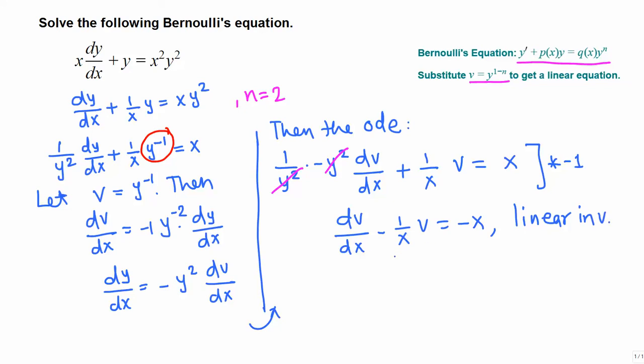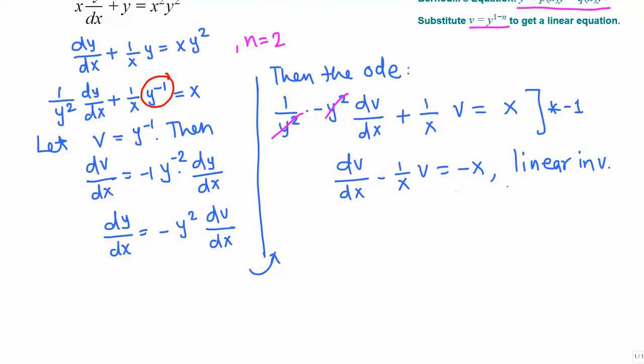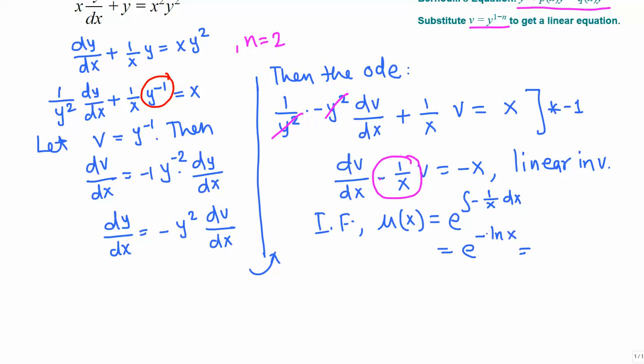Now we know how to solve linear equations. We find an integrating factor and multiply both sides by that. So the integrating factor mu, a function of x, is e raised to the integral of p(x) dx, where negative 1 over x is p. So the integral of negative 1 over x dx gives e raised to negative natural log of x, which is e raised to natural log of x to the negative 1. I am assuming x is positive because I did not put absolute value, so e and natural log cancel, giving x to the negative 1, that's 1 over x.